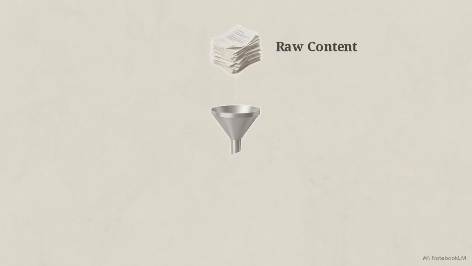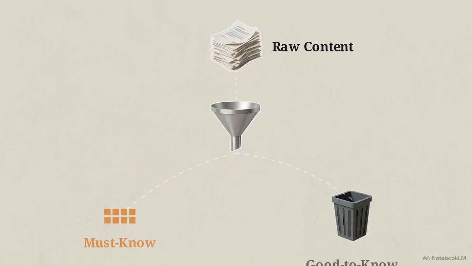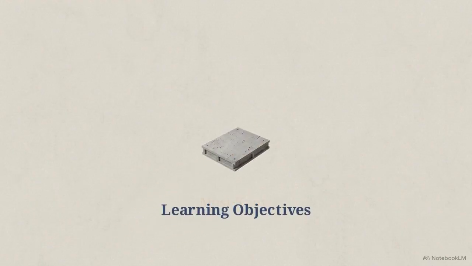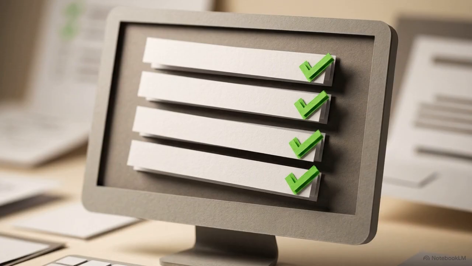This flowchart shows how designers handle raw content. Information is sorted into 2 pathways, a prioritized must-know pipeline and a secondary good-to-know bin. As the secondary information fades away, the must-know content reorganizes to form a solid building foundation. Strictly prioritizing objectives prevents cognitive overload. By removing the non-essential details, designers ensure students can master the required skills without becoming overwhelmed.